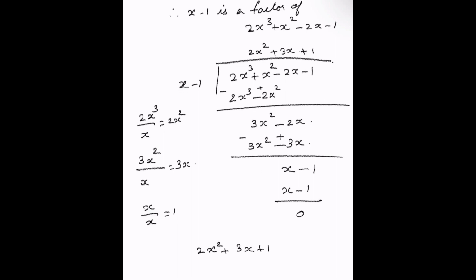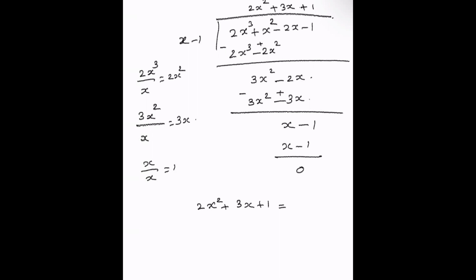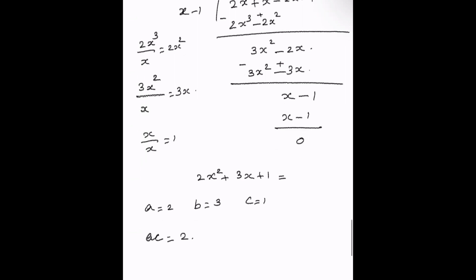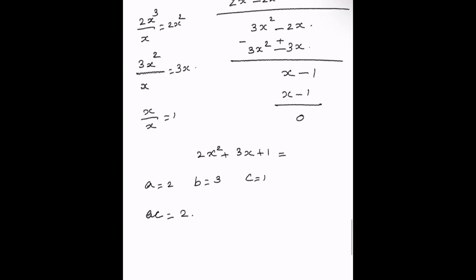This I need to factorize now: 2x square plus 3x plus 1. How do you factorize? You have to find the factors. Again, split the middle term. So what is my A? A is 2, B is 3, C is 1. AC is 2. Now find the factor pairs which give me 2.